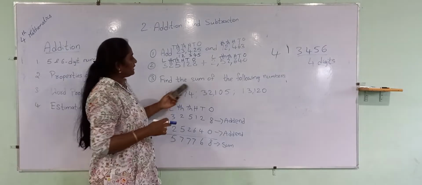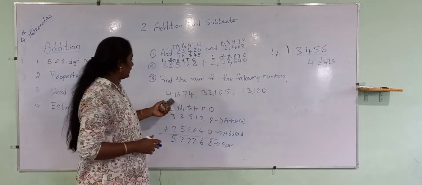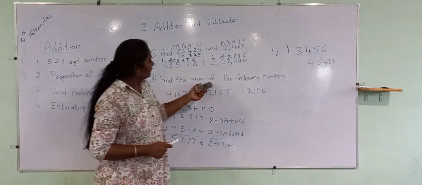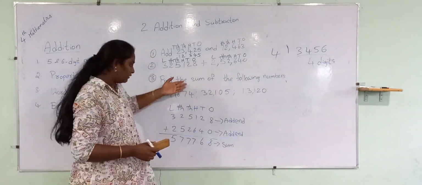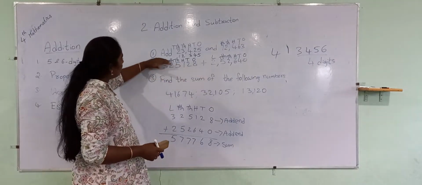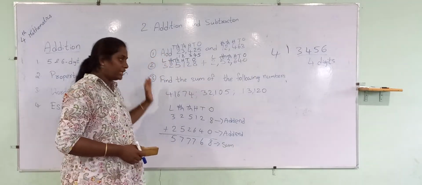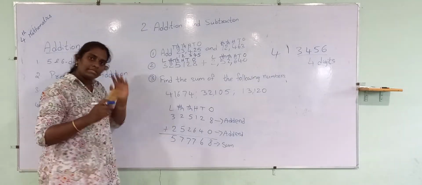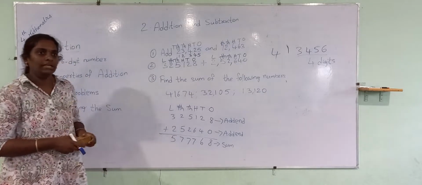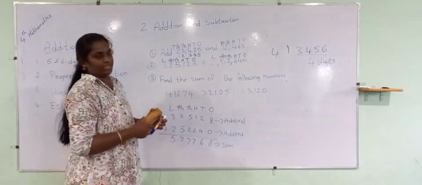See here, find the sum of the following numbers. Here they give 3 numbers. What do they ask? They ask the sum of the following. Sum means you have to do addition only. If they give a symbol, or if they give add, we'll do the addition only. In the last class, we already learned up to 4 digits. Like that only, 5 digits and 6 digits. There is no difference. Okay.